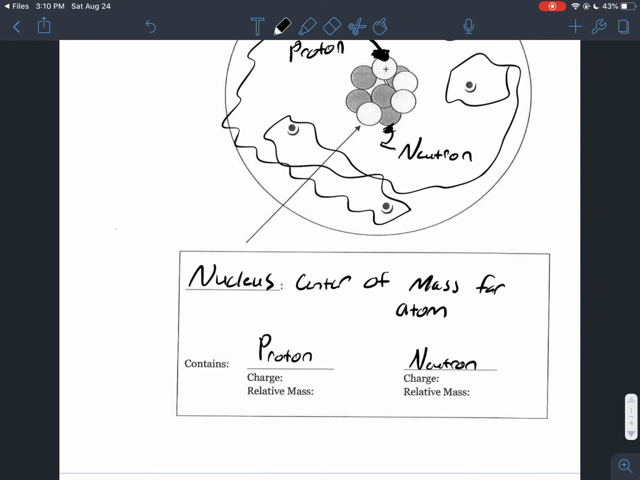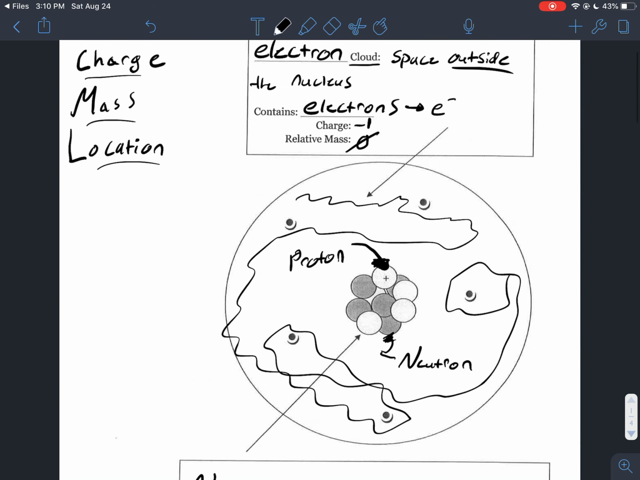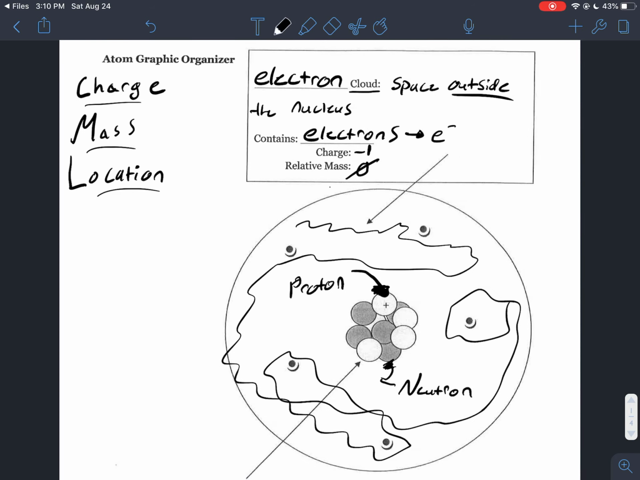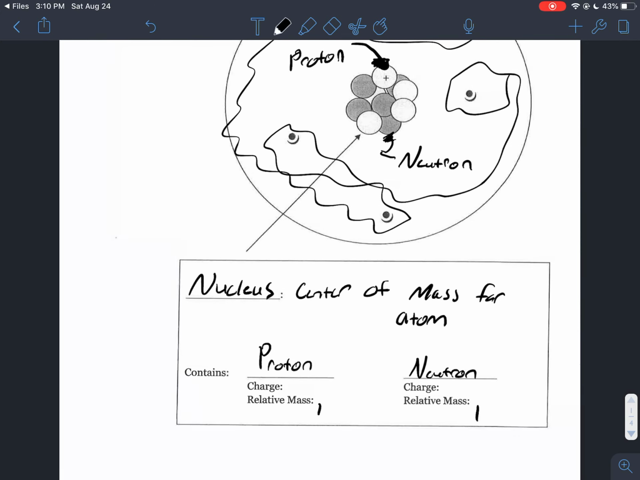Why do I say it's the center of mass for the atom? Well, the reason I say that is there are 2 things that have mass. I'm going to put them both right here. The proton and the neutron have a mass of 1. Everything that has a mass is in the center, or in the nucleus. Everything that has no mass, the electron, is in the cloud. So the nucleus is the center of mass.